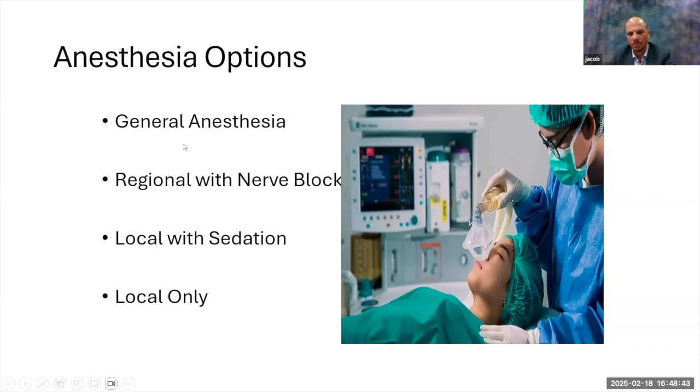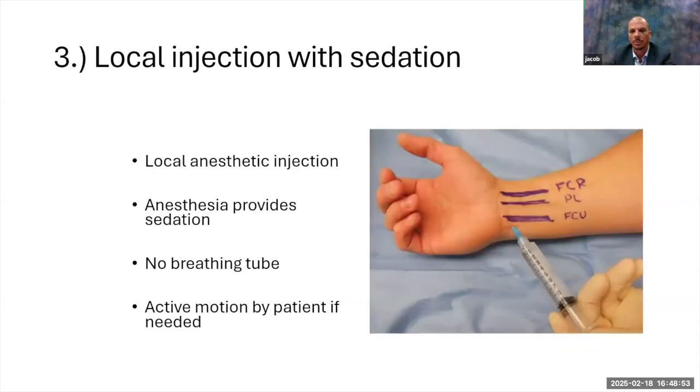General anesthesia is always what people think of as where they put you to sleep, as in the picture. Breathing tube goes down your throat. It's not that common that I do that. It's extremely uncommon that I do that for carpal tunnel syndrome. For carpal tunnel releases, this is how I do many of them: local injection with sedation.